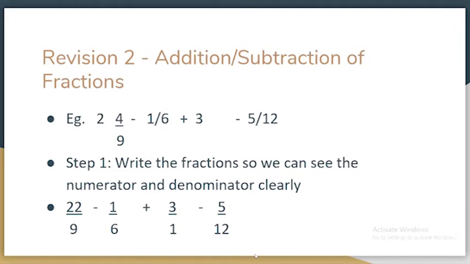Now, the next number, 3. What type of number is that? You're correct. Brilliant. It is a whole number. Now, how do we convert a whole number so we can see the numerator and the denominator? Brilliant. Now we write it so that the denominator is 1. So we put the 3 in the numerator and we make the denominator 1.